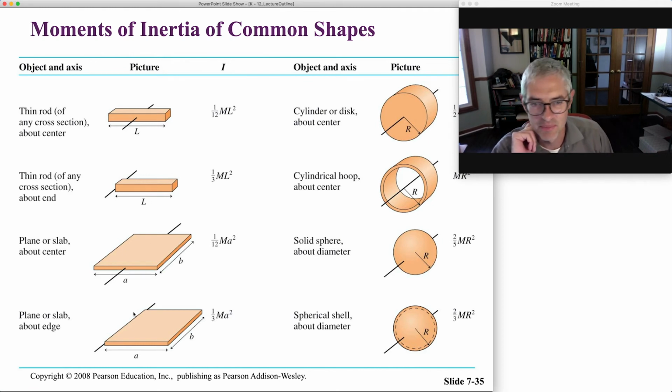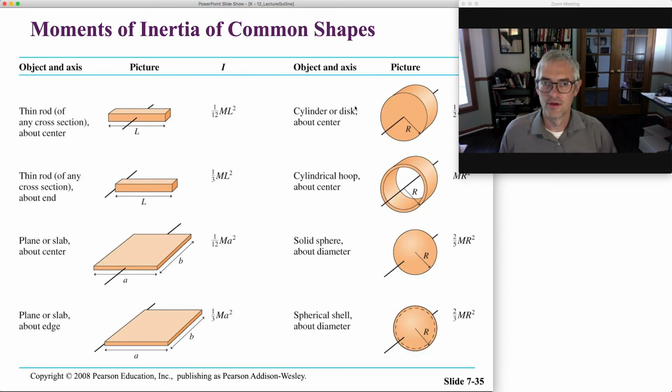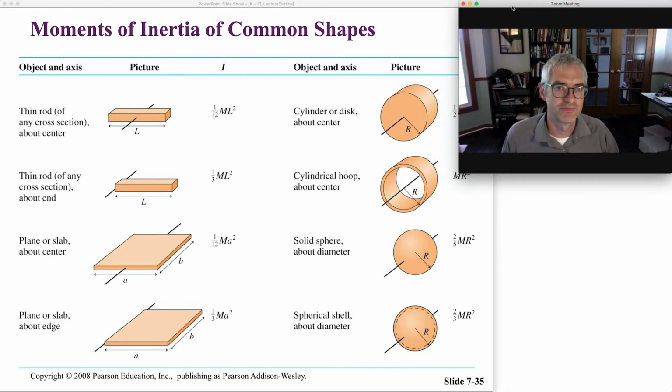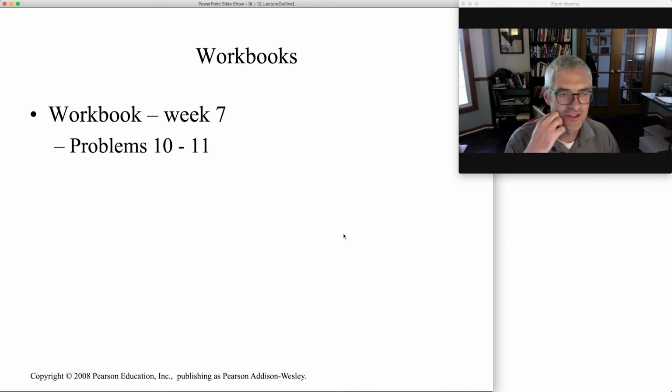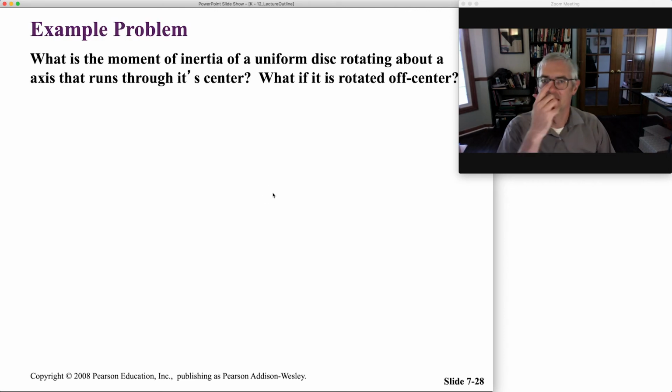Okay? Then you've got planes. Here you've got a solid sphere, a spherical shell, a hoop, and cylinders or discs or something like this. They're hiding back here. Right there, 1/2 mr squared. Okay. All right. So with that, you'll take that and do a couple of workbook problems. Look at 10 and 11. Right. So let's say, what's the moment of inertia of a disk rotating about an axis that runs through its center? Okay, and what if it's rotated off center?